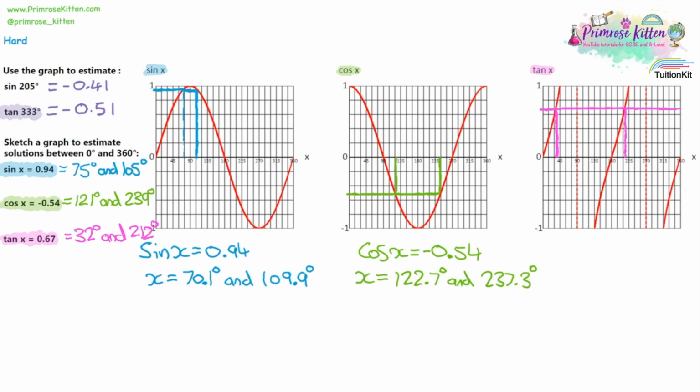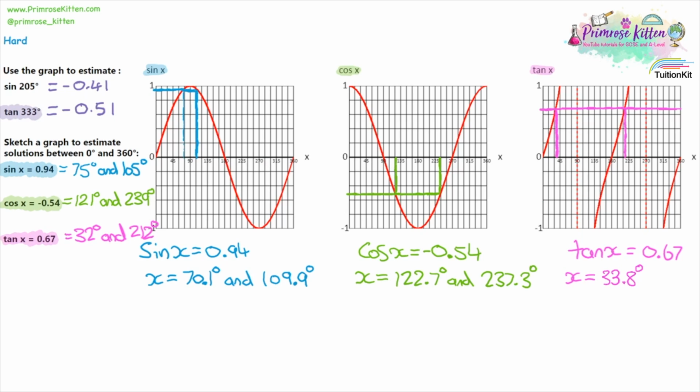Now I'm going to check how accurate these are on a calculator. So if tan x is equal to 0.67, we type that into our calculator and use inverse tan. The calculator should give you, for your first answer, 33.8 degrees. Now I estimated 32, so I'm within 2 degrees, so I'm happy with that estimate as well.